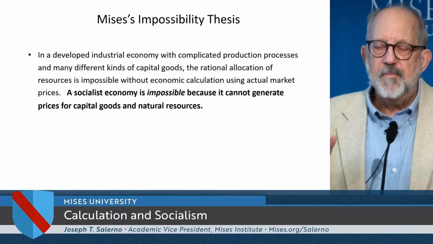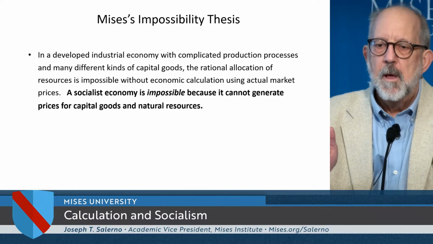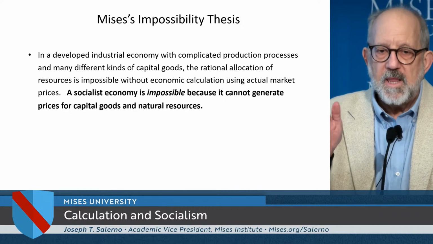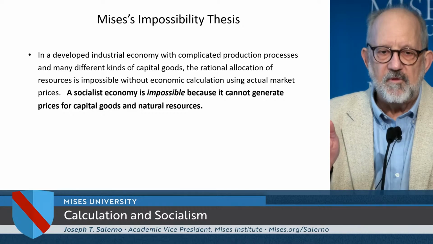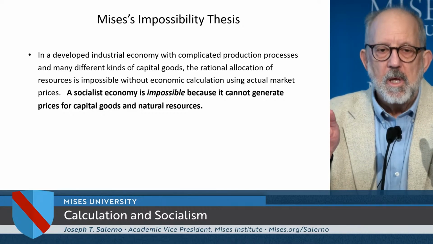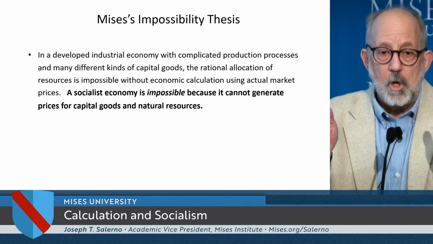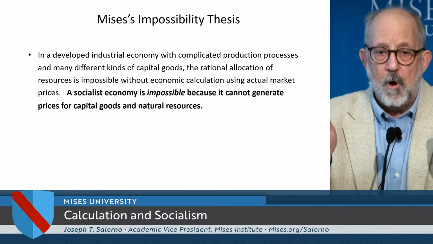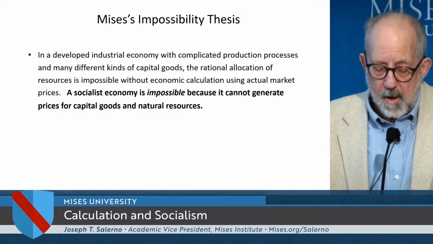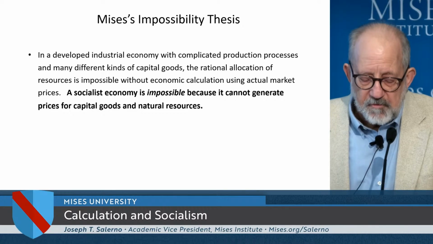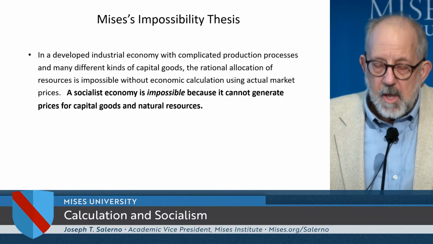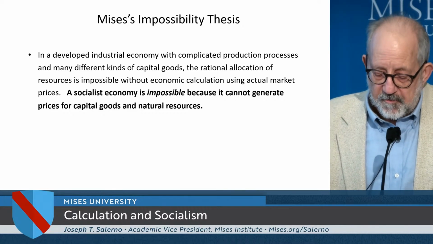Okay, so that's where everything stood. Mises wanted to break down this whole idea of scientific socialism. He wanted to take a look at what socialism would look like and how it could perform beyond the incentive problem. So his thesis was very simple. It was called the impossibility thesis.